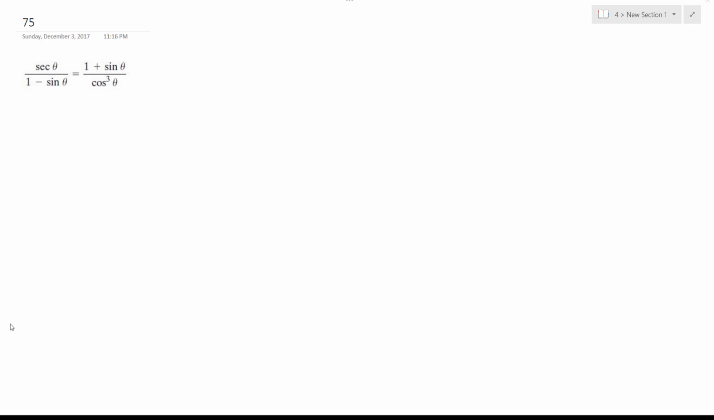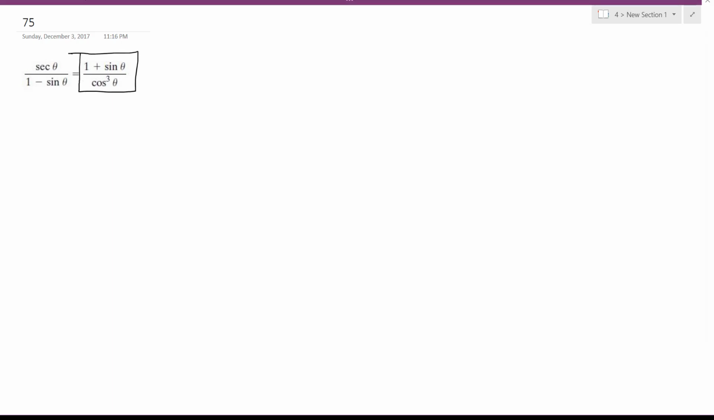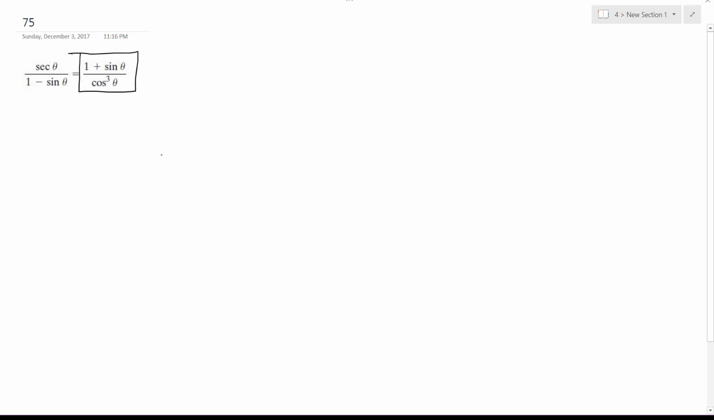All right, this problem's kind of funky, but I'm going to show you a nice step. I'm actually going to solve this by proving the right side like the left. It doesn't matter which way you do it, but either way, that should be fine.